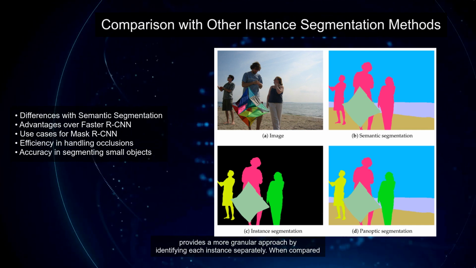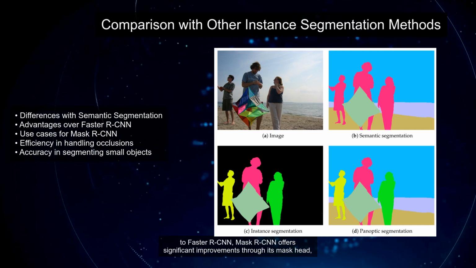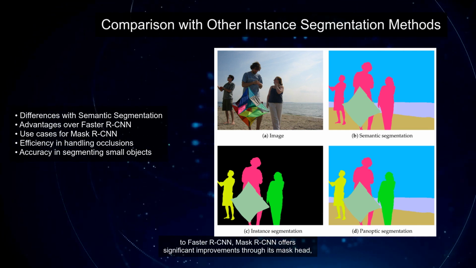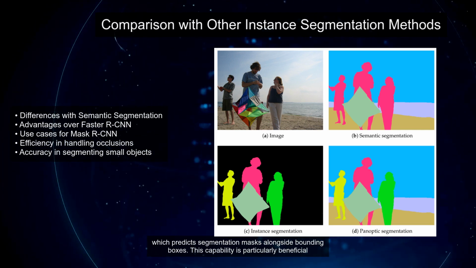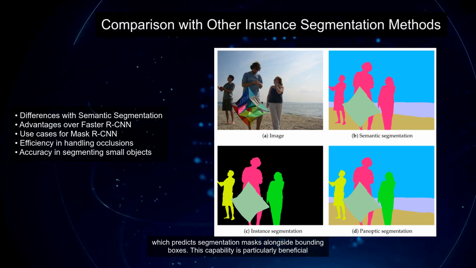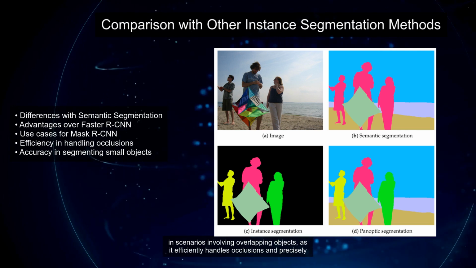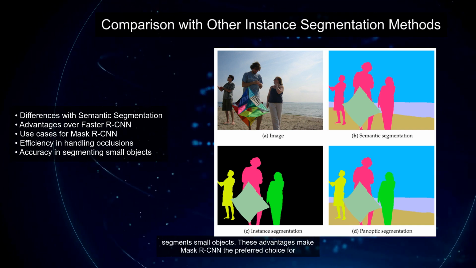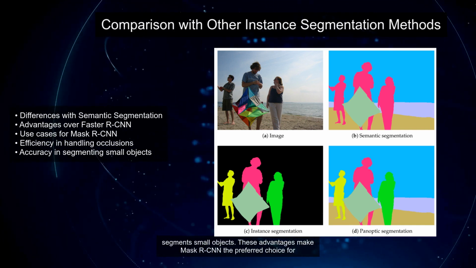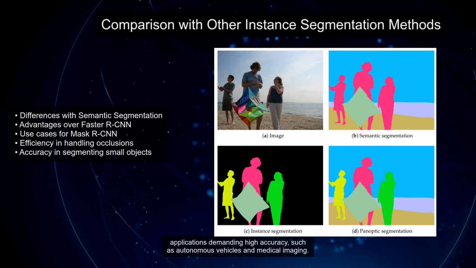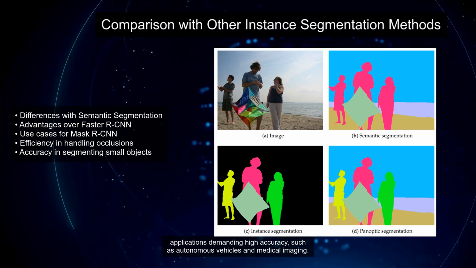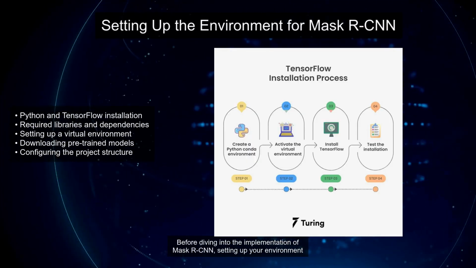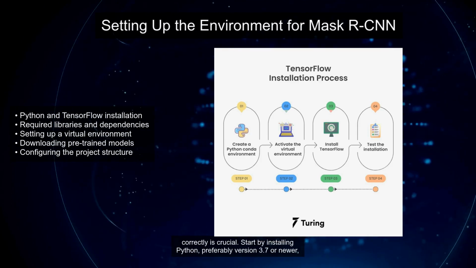instance separately. When compared to Faster R-CNN, Mask R-CNN offers significant improvements through its mask head, which predicts segmentation masks alongside bounding boxes. This capability is particularly beneficial in scenarios involving overlapping objects, as it efficiently handles occlusions and precisely segments small objects. These advantages make Mask R-CNN the preferred choice for applications demanding high accuracy, such as autonomous vehicles and medical imaging.